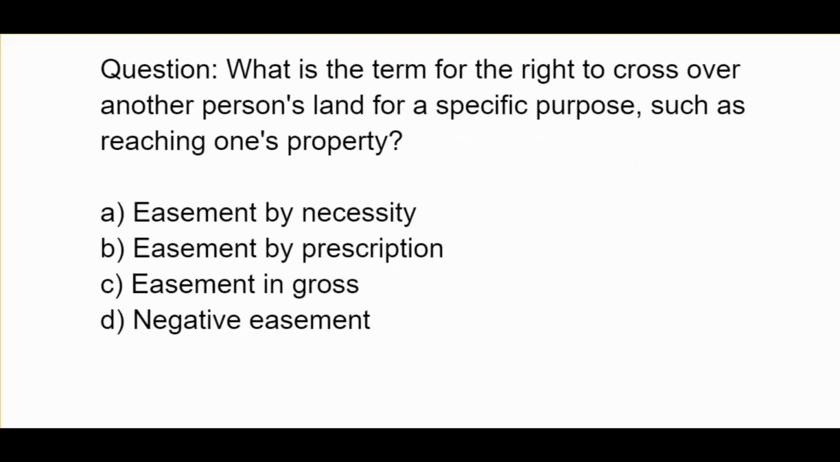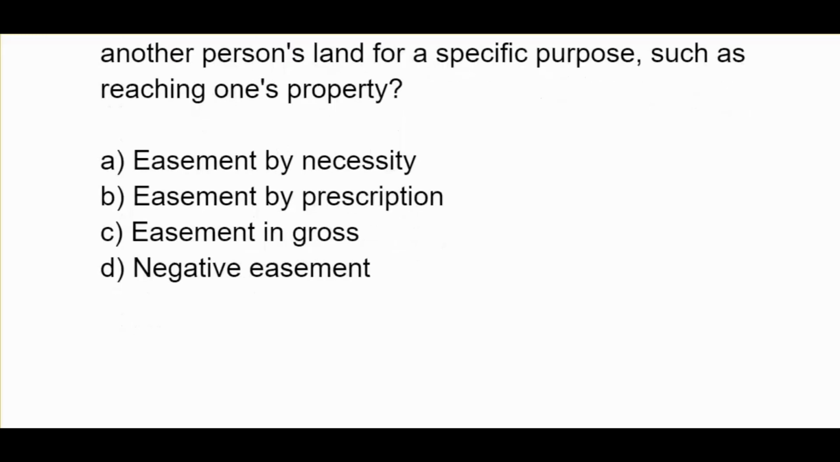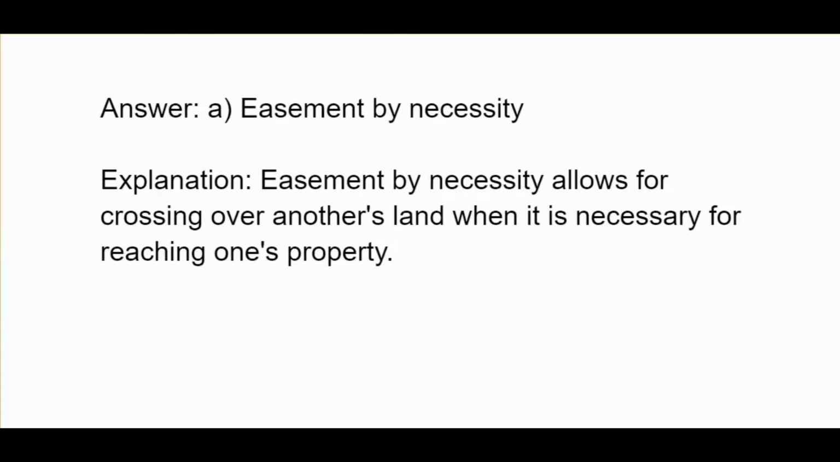What is the term for the right to cross over another person's land for a specific purpose, such as reaching one's property? A. Easement by necessity. B. Easement by prescription. C. Easement in gross. D. Negative easement. Easement by necessity. Easement by necessity allows for crossing over another's land when it is necessary for reaching one's property.